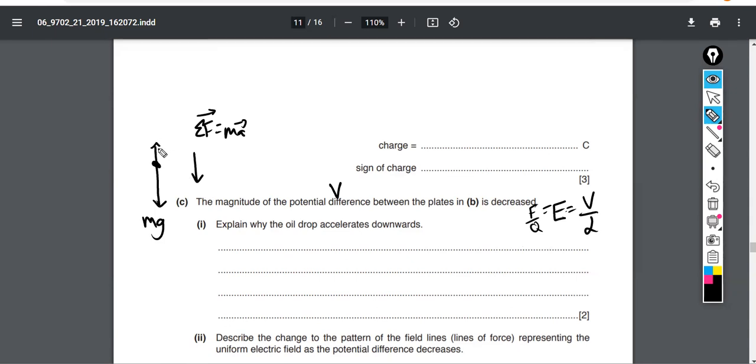The lower electric force no longer balances the weight, or it is less than the magnitude of the weight vector. Therefore, there is a net force downward causing the oil drop to accelerate down. Right, so lots of different ways to state that.